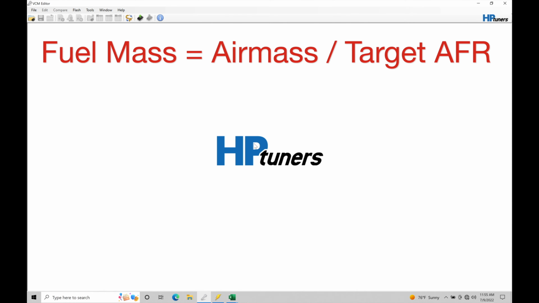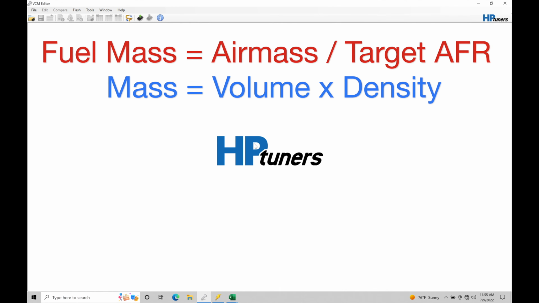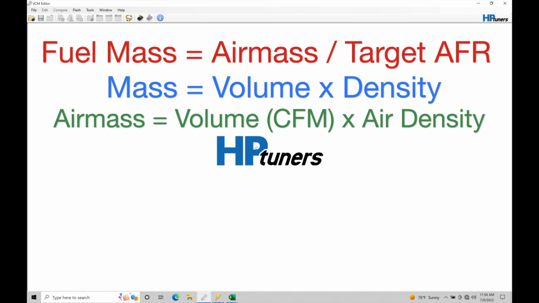Well, mass of any substance is going to be mass is equal to volume times density. So the volume would be, in the case of air mass, something a little bit easier to understand. Air mass, if you look at the volume, that would be the CFM or the airflow coming into the engine. So if we're excluding the density of the air, that would just be the pure volume of air entering the engine. That's pretty easy to understand conceptually.